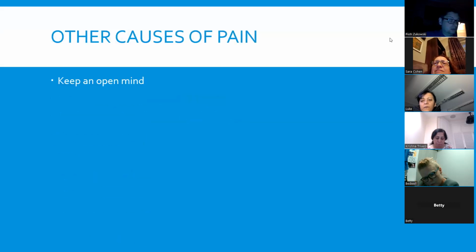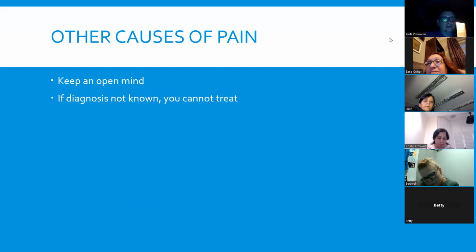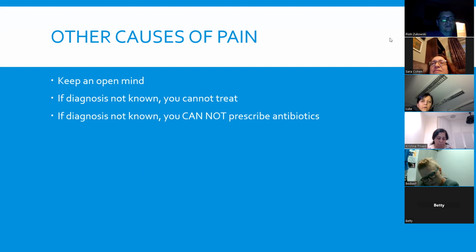Other causes of pain. Keep an open mind. This is the one Adrian was talking about with his case before, of the person with mental health issues. If the diagnosis is not known, you cannot treat. If the diagnosis is known, you cannot prescribe antibiotics either. Now, there may be a case where you can see they've got an infection, swelling, malaise, they can't open their mouth properly, and you can't tell whether it's the 6 or the 7 that's doing it. Okay, you've got a diagnosis: acute apical abscess leading to systemic infection. Yes, they need antibiotics, even though you don't know which tooth is actually causing the problem because you can't examine properly.